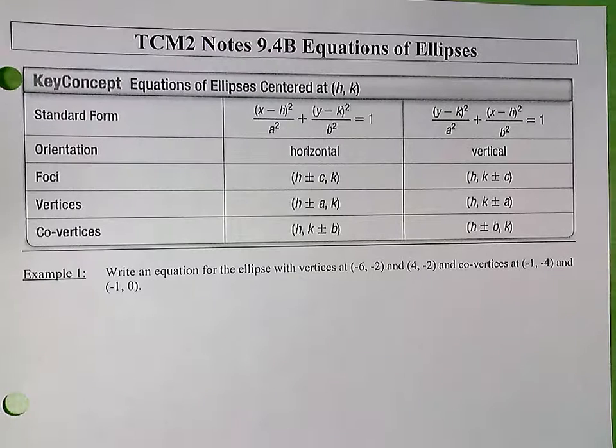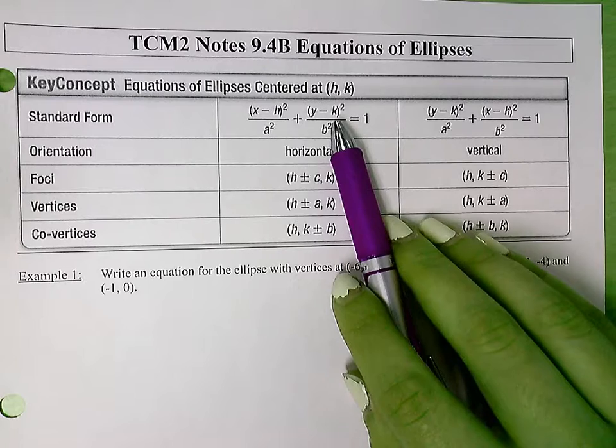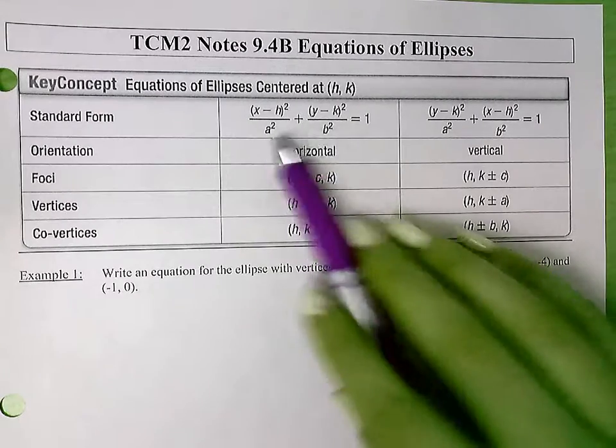So if we're given vertices and co-vertices, we can find our center point, which is h and k. I need h and k in order to write out the standard form of this equation. I also need a and b.